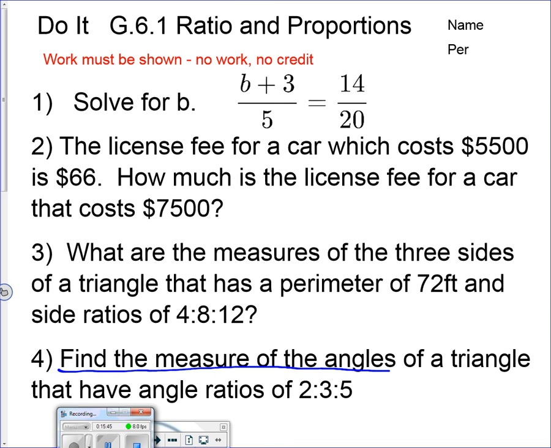Don't forget to answer the question that I have. Find the measure of the angles. Find the measure of the sides. Finding x is not all the way there.